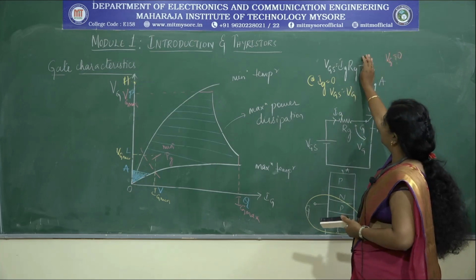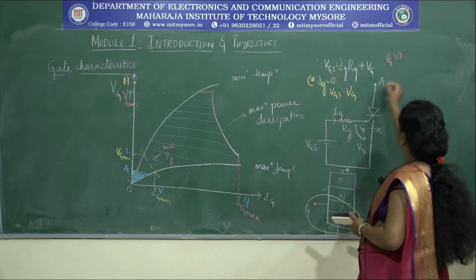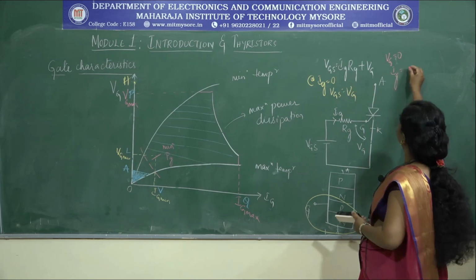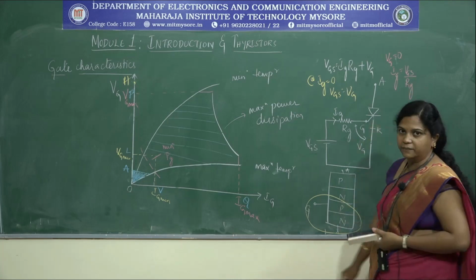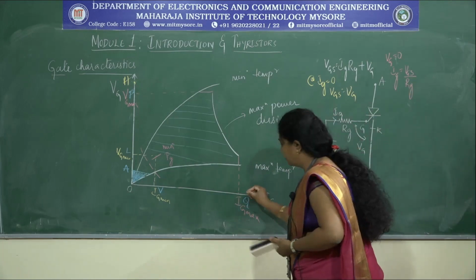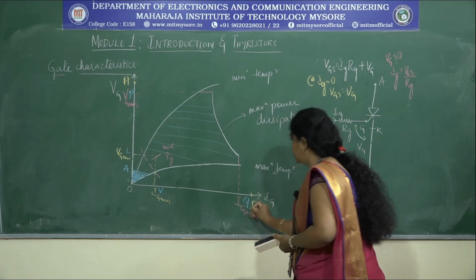Now, when this is 0, what will happen? You have to find out what is the gate current IG. So, IG is equal to VGS divided by RG. So, VGS divided by RG will somewhere come around here. Let us call this point as HD.